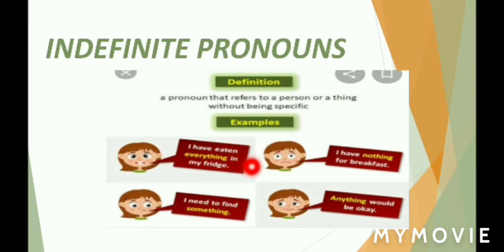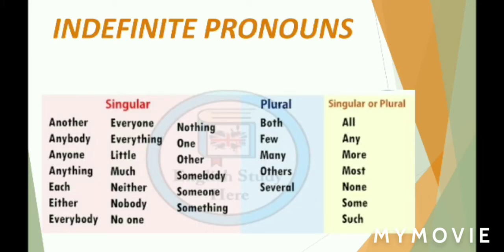I have eaten everything in my fridge. Now, everything. I have nothing for breakfast. Again, I need to find something. So this is the usage of the indefinite pronouns. Now look at the singular indefinite pronouns and the plural indefinite pronouns.